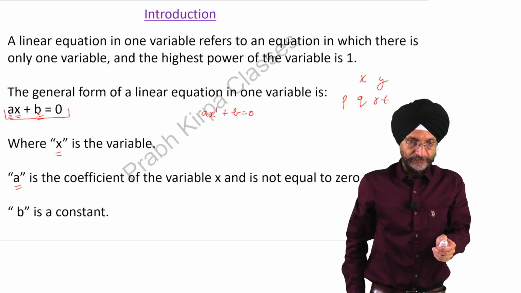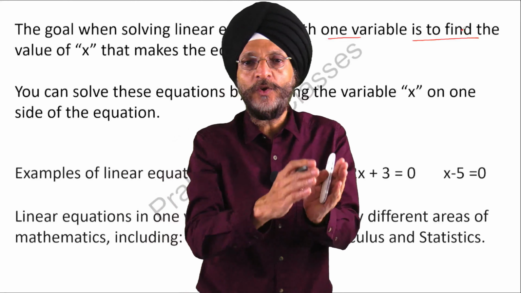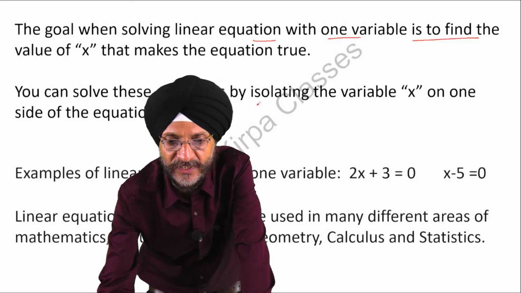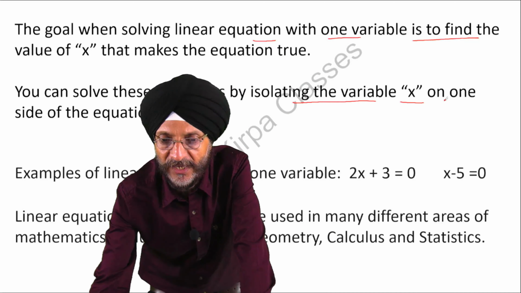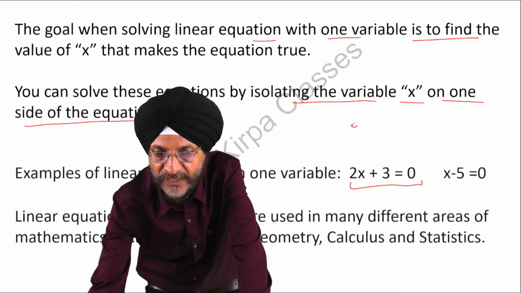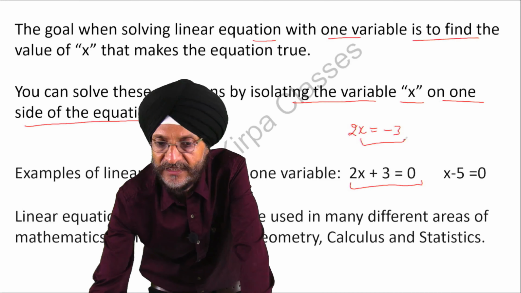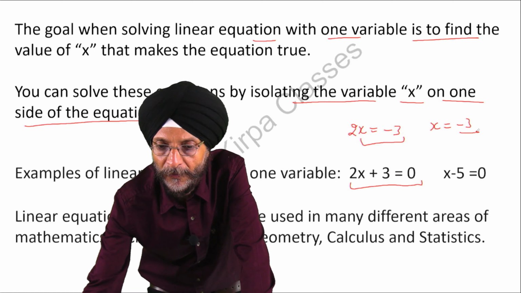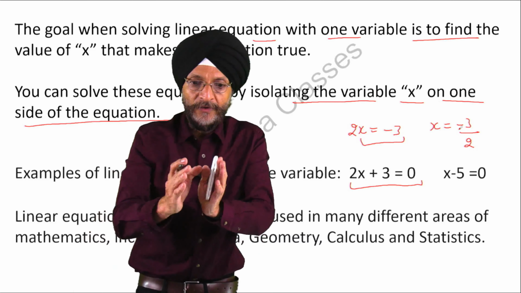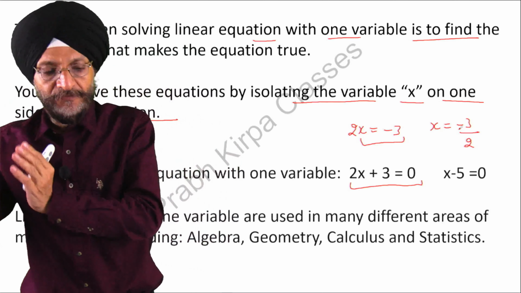Now what is the purpose of solving the linear equation? The goal when we solve the linear equation with one variable is to find the value of the variable, that is, to find the value of x that makes the equation true. You can solve the equations by isolating the variable x on one side of the equation. Here it is written as 2x plus 3 is equal to 0. So in this case you can take this 3 to the other side, and we can write it as x is equal to minus 3 over 2. That is, we will take the variable on one side and the other number which is without variable to the other side.